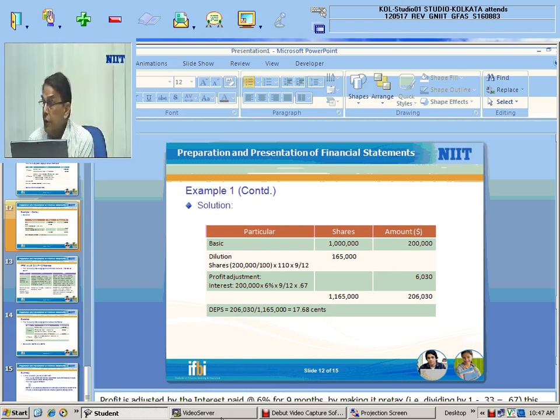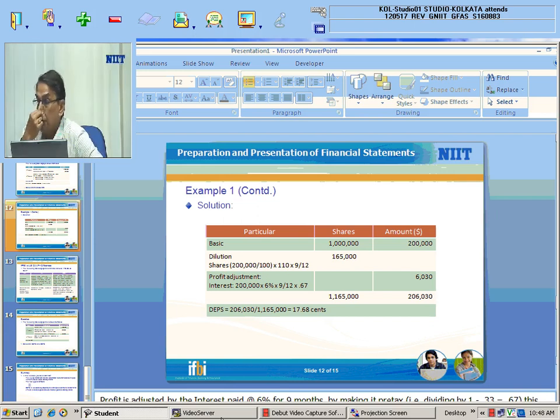They have been issued on 31st March. So how much interest expense is related to this convertible debt? 200,000 into 6% into 9 by 12. That is the expense related to the convertible debt, but we will have to take the after-tax effect, how it will affect the after-tax profit. So you have to multiply it by 1 minus the tax rate, which is 0.33. So 0.67 will multiply by it to get the after-tax effect on profit of this expense.